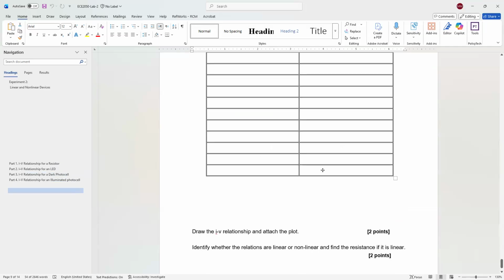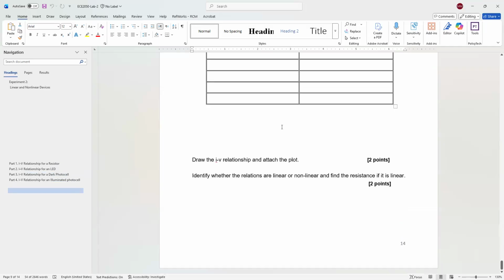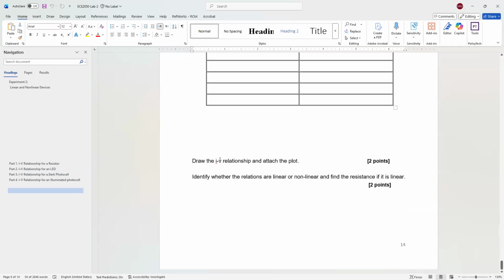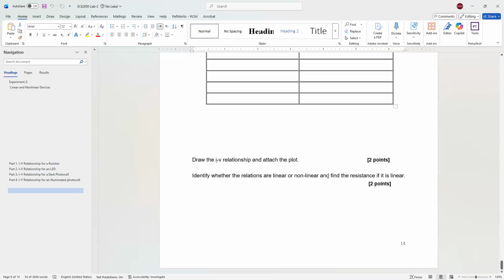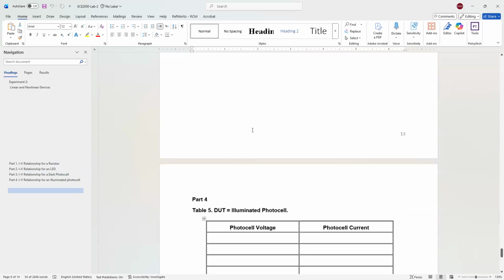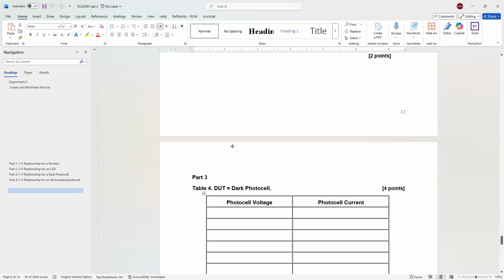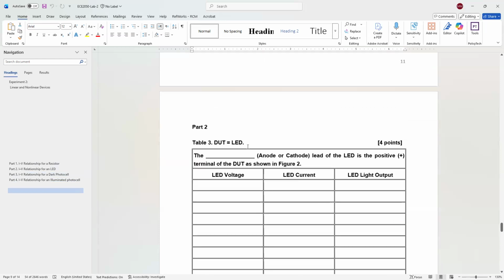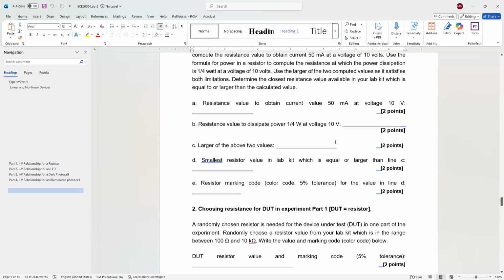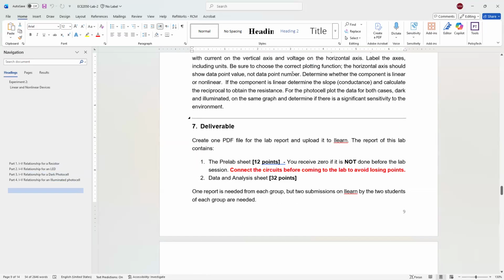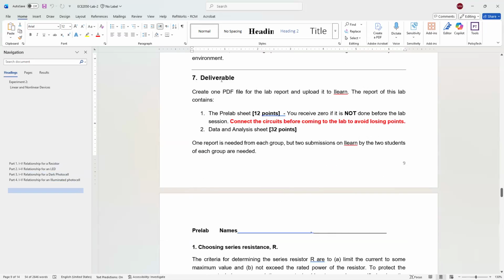So for each one here, guys, after you get the measurements, all you have to do is draw the relation, and then I'm asking you, is it linear or non-linear? That's it. Same thing here for dark, same thing for LED, same thing here. The last thing here, as usual, is the deliverable.